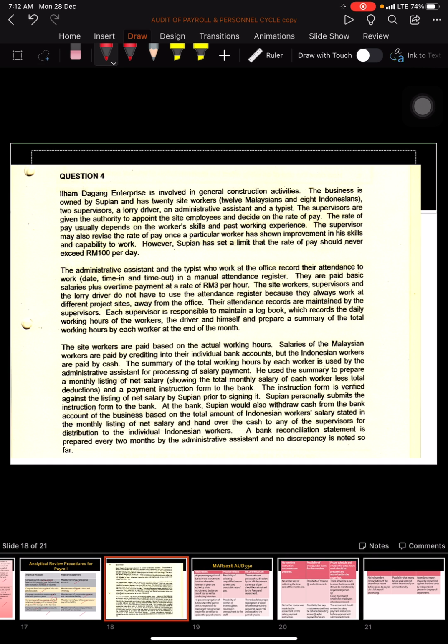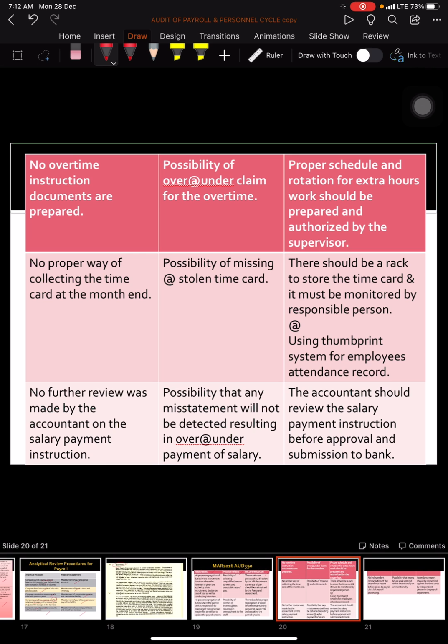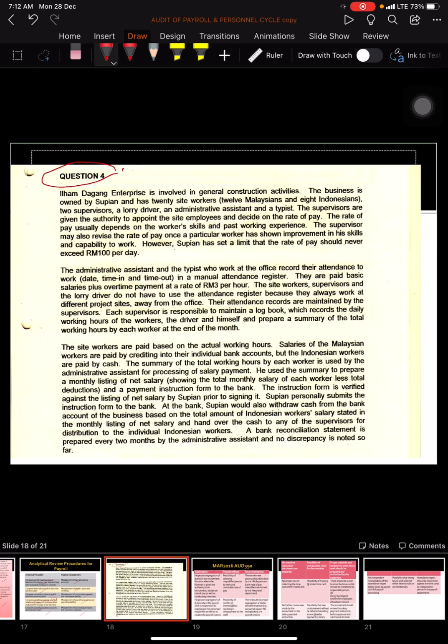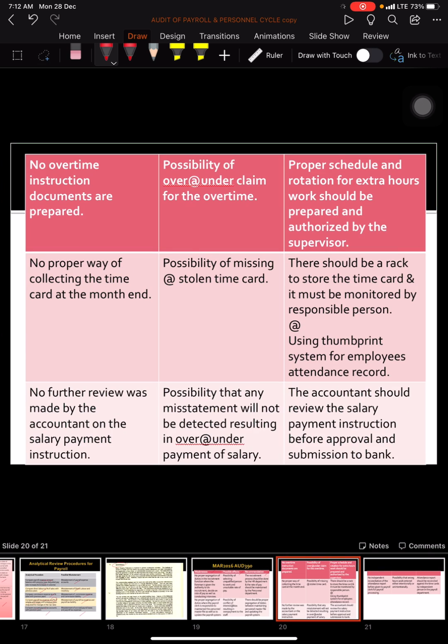So this one, question 4, I hope you can read on your own, and then try to do it. Normally the question will ask you for the weaknesses, the possible effect, and also the recommendation. So read the question, and then you can see the solution given here.